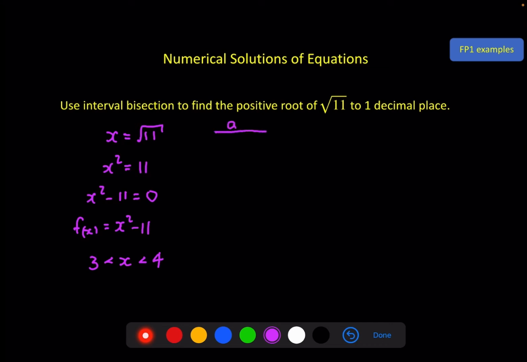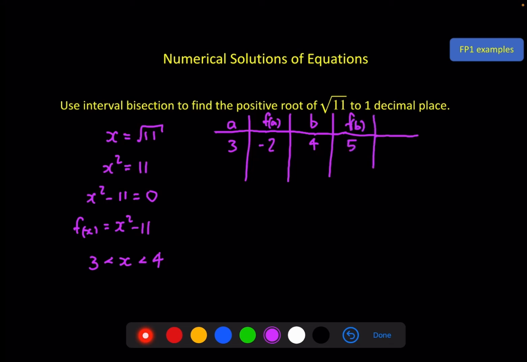Let's say a is the lower boundary of the interval, 3. We're going to evaluate the function at a. When we put 3 into this, we get 9 minus 11, it's minus 2. Then we've got the upper end of the interval, 4. And when we put 4 into this, we get 16 minus 11, which is 5.